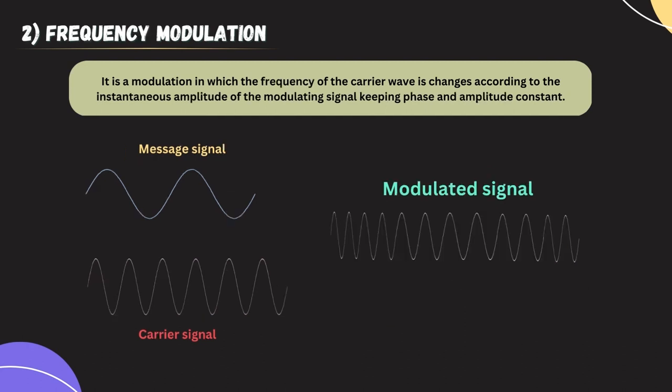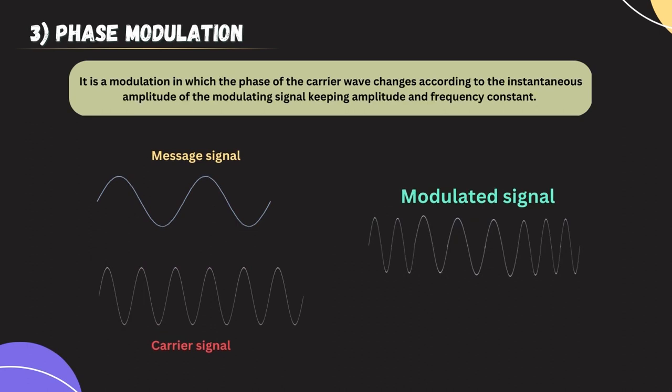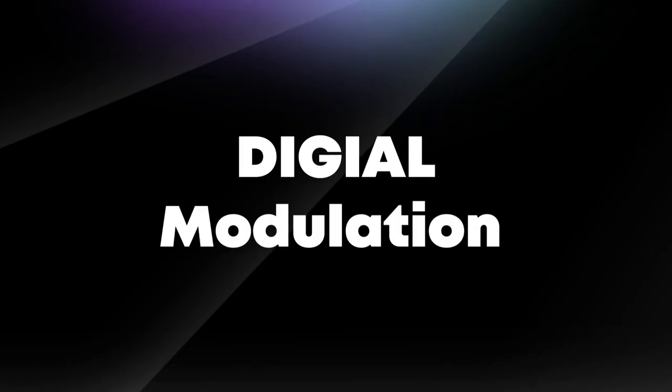In frequency modulation, also known as FM, the modulated signal has a higher frequency wave at the instant of the peak of the modulating signal. Lastly, in phase modulation, also known as PM, the modulated signal has the highest frequency during the rising edge of the modulating signal. In the next section of our presentation, we will discuss digital modulation.